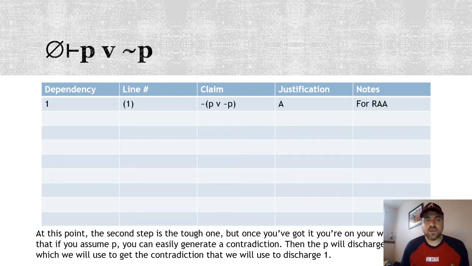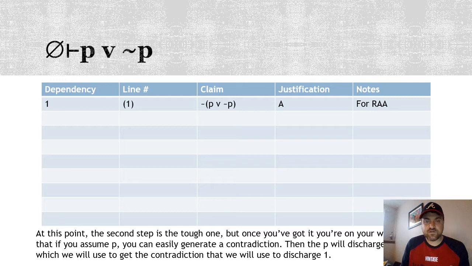Okay. And so what we're going to do is on line 1, which depends on only itself, we're going to have the negation of the thing that we want to prove. We're going to have not P or not P, and again, we're making an assumption for reductio, and we're pretty sure we can get a contradiction out of that.